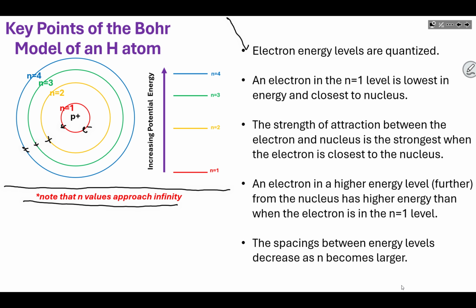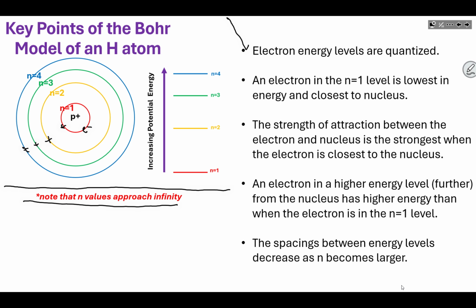And what those n values have in common is whenever you're in n equals 1, you're the same distance from the nucleus. Whenever you're in n equals 2, you're the same distance from the nucleus. So that's a key point. They're quantized. There's no n equals half or n equals 1.2. These are integers, and you can only be in one of these integer levels.